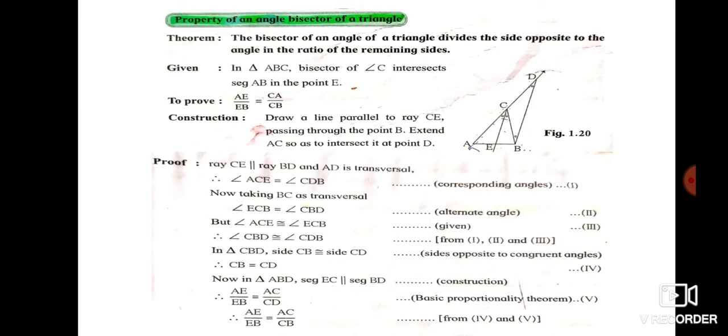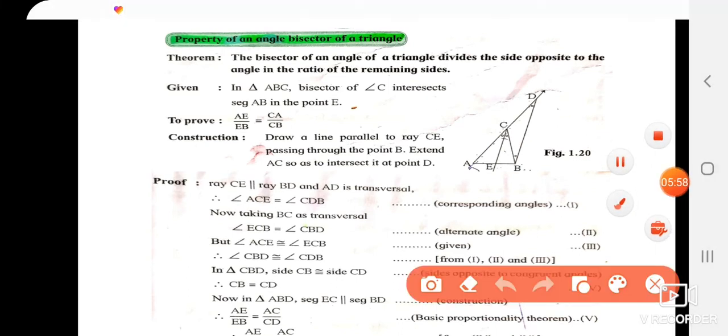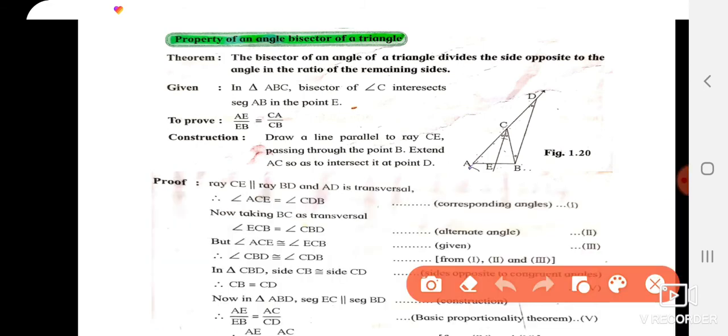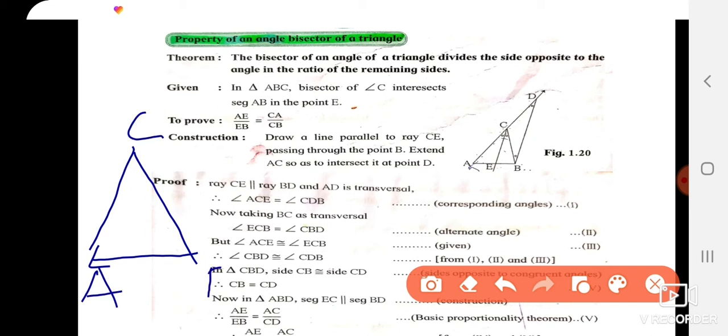Now we go to the next one. Next, property of an angle bisector of a triangle. The bisector of an angle of a triangle divides the side opposite to the angle in the ratio of the remaining sides. Let me explain it to you. Now consider a triangle. We have triangle ACB. We have a bisector CE. Since CE is the bisector, these two angles are congruent.